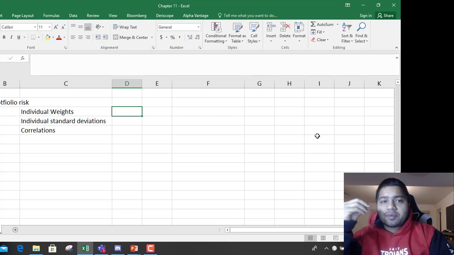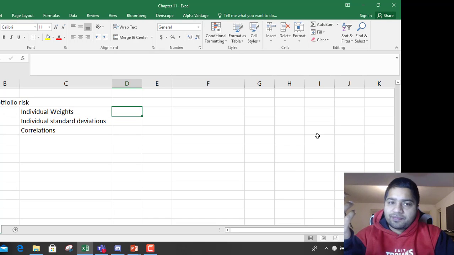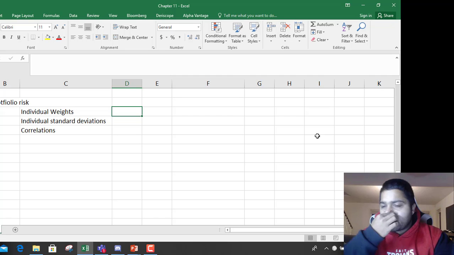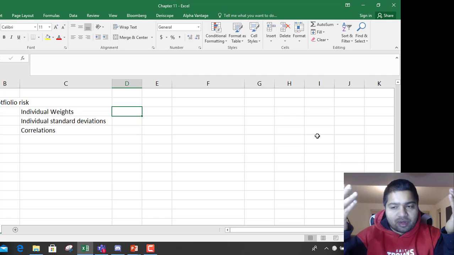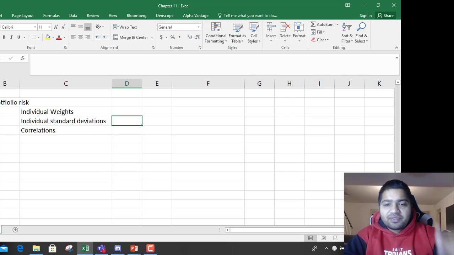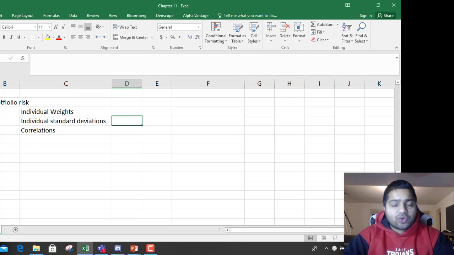Let's say you're putting more money towards risky assets. I have two stocks. One is Tesla, another one is, let's say, Bell Limited. Tesla is much more risky. If I put more money in Tesla, my portfolio will have more risk. If I put more money in Bell, my portfolio will have lower risk. Individual standard deviation: if Tesla becomes riskier than before by taking on additional projects, like space projects, then the risk goes up also.